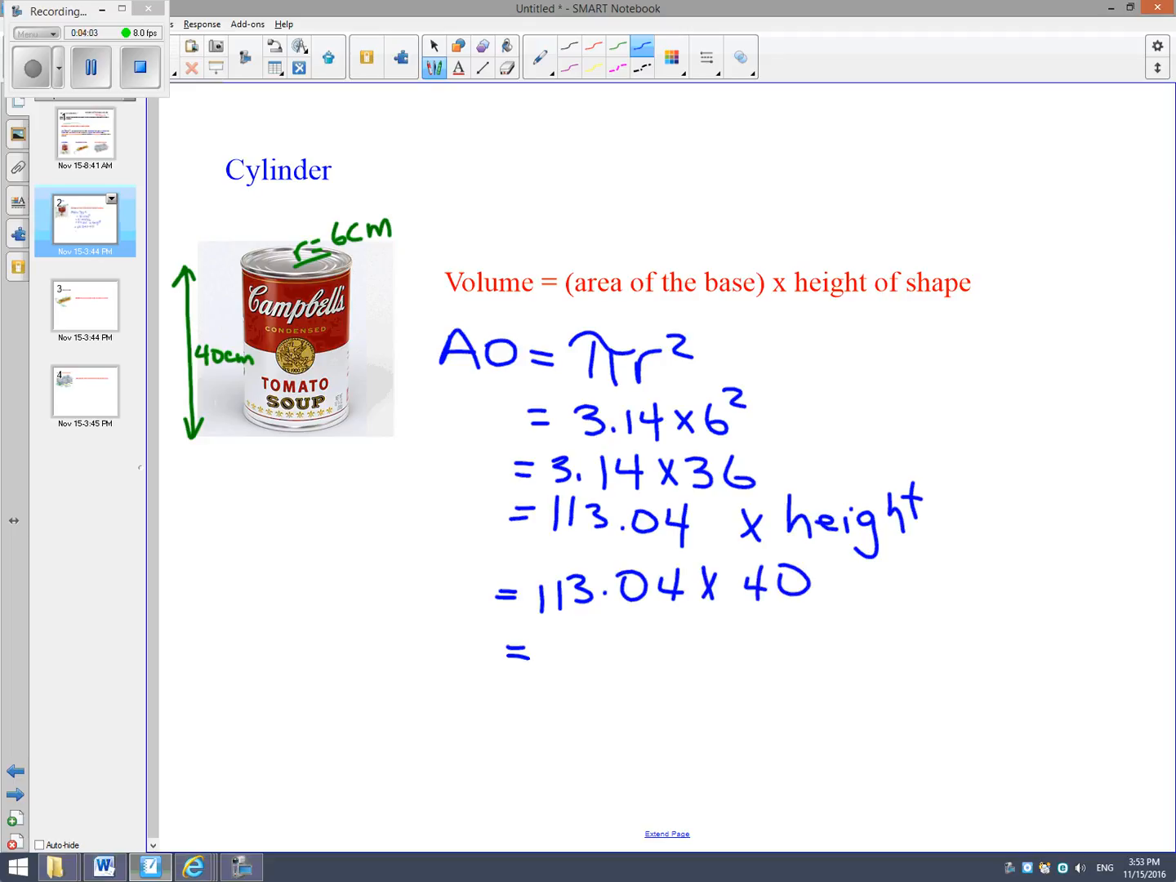Put that one together. And I arrive at a total of 452, oh no, sorry, 4,521.6. I don't have my glasses on.